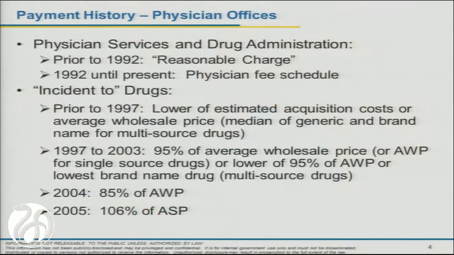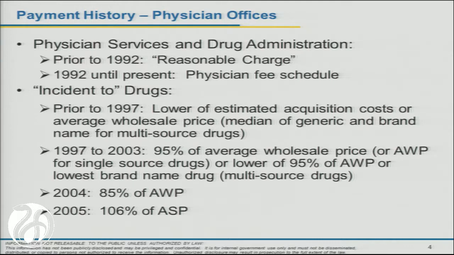Incident to drugs, prior to 1997, we paid on the lower of estimated acquisition costs or average wholesale price, which in the regulations was the median of the generic and brand name for multi-source drugs. From 1997 until 2003, we paid based on 95% of the average wholesale price for single-source drugs, or the lower of 95% of the average wholesale price or lowest brand name drug for multi-source drugs.